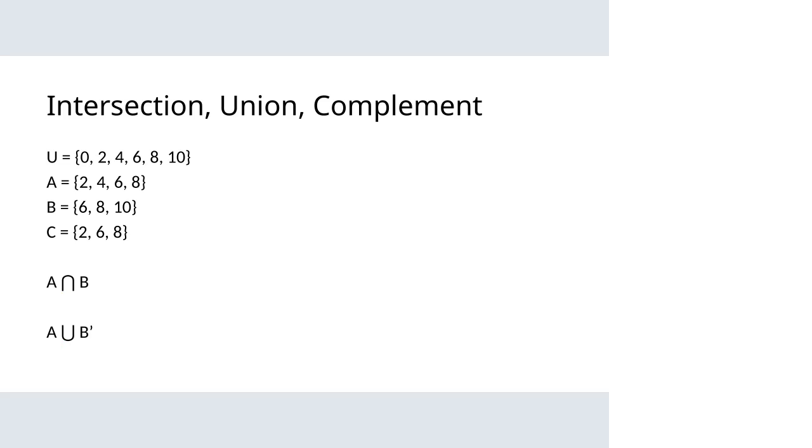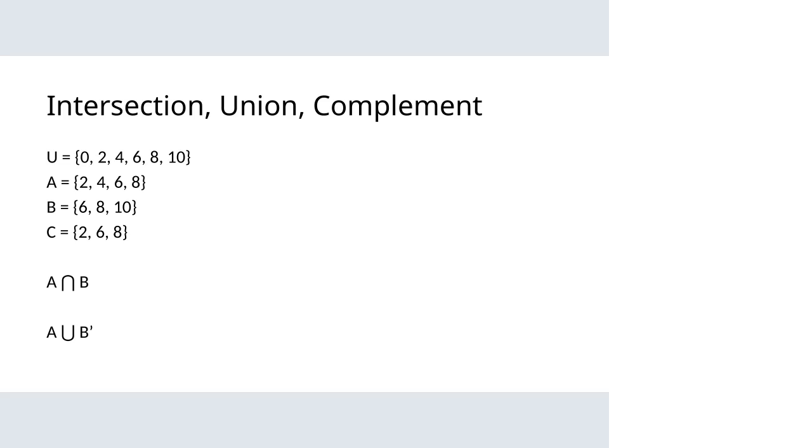Intersection, union, and complement. Those are my sets. The universal set, 0, 2, 4, 6, 8, 10. A is 2, 4, 6, 8. B is 6, 8, 10. And C is 2, 6, 8. I'm not going to do a poll here, but I am going to just sort of give you a chance to do these and see how they go. And then we'll talk about them together.